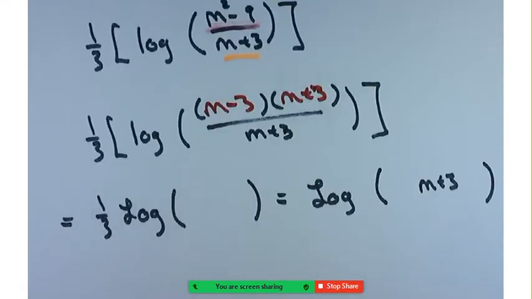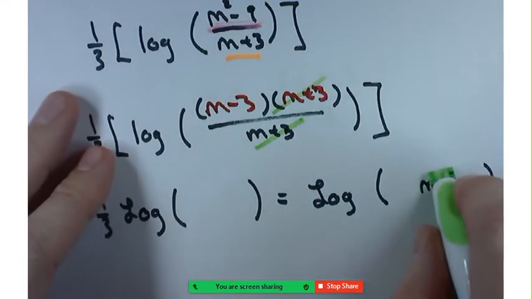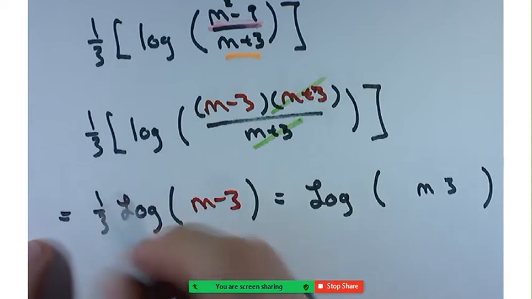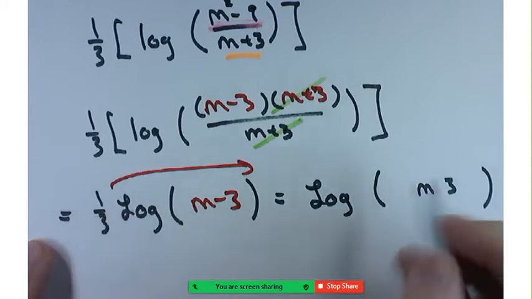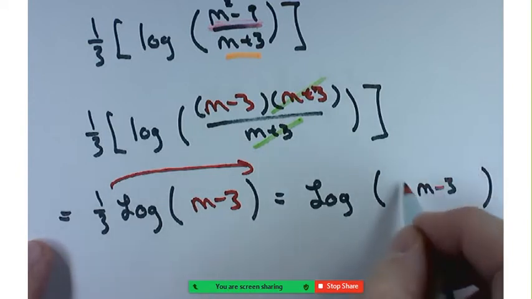Now that I got it factored like that, now I can actually do something that I wanted to do just a minute ago. Cancel out the m plus 3s. That whole term disappears. That leaves you with an m minus 3. The last thing to do is to bring this term here up to the exponent. So that's going to be m minus 3 raised to the 1/3 power.